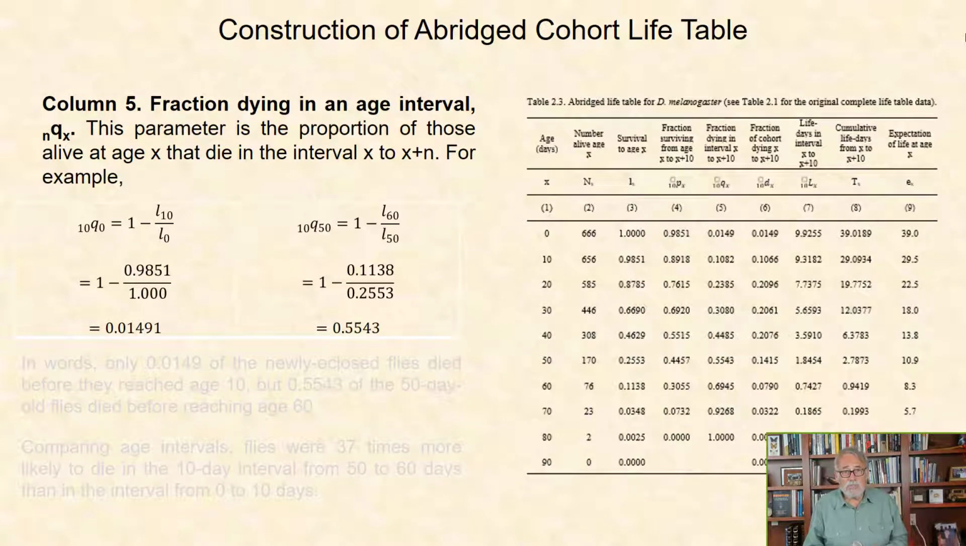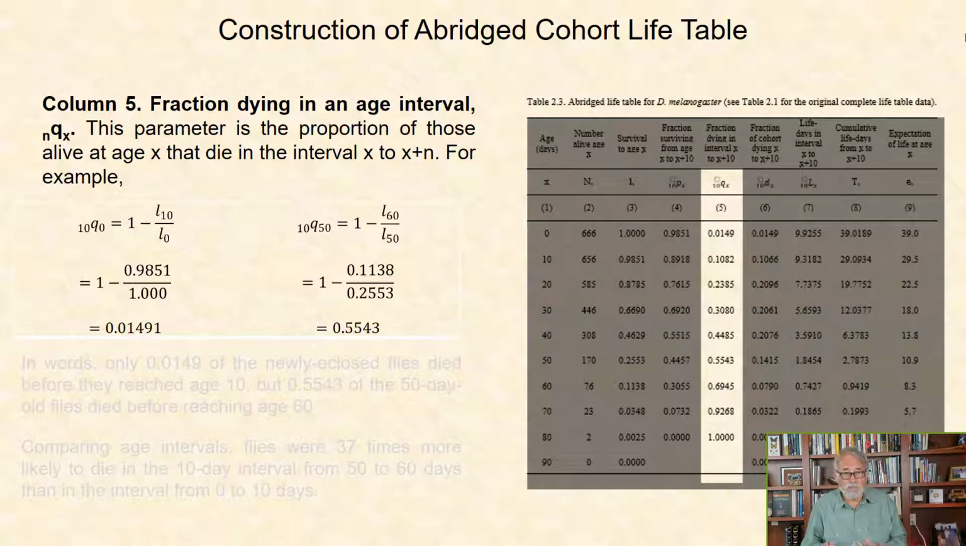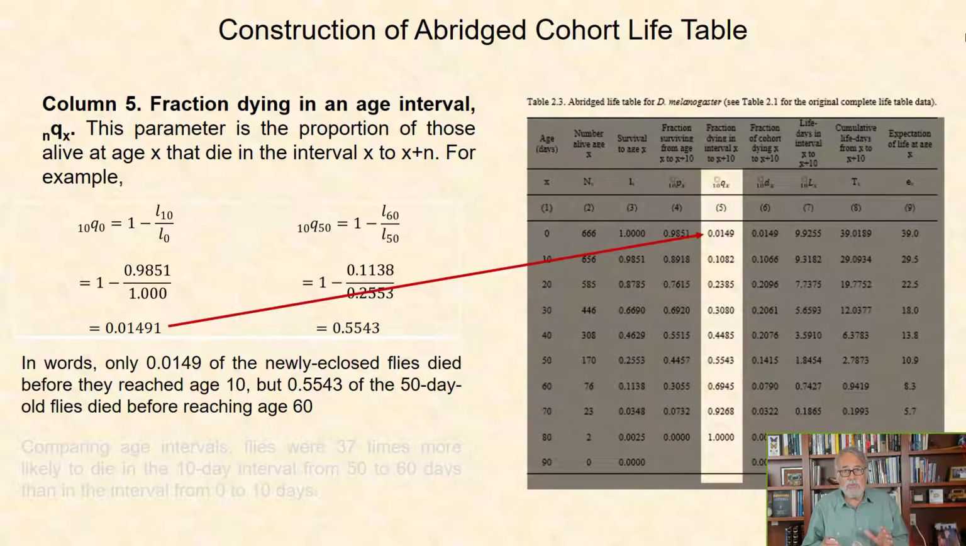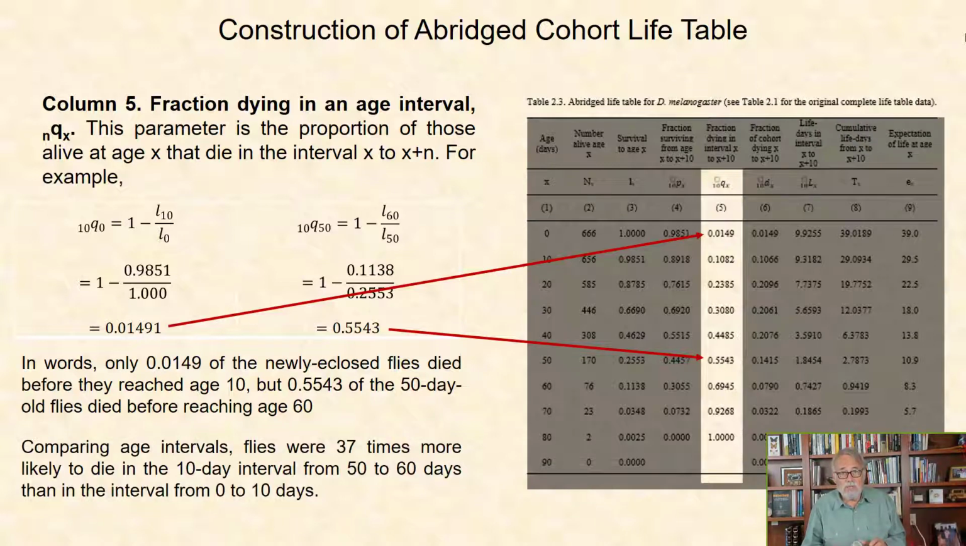Column 5 contains the fraction dying in the age interval, nqx. This parameter is the proportion of those alive at age x that die in the interval x to x plus n. Here are example computations for the abridged table qx. In words, only 0.0149 of the newly eclosed flies died before they reached age 10, but 0.5543, or over 50%, of the 50-day-old flies died before reaching age 60. Comparing 10-day age intervals, flies were 37 times more likely to die in the 10-day interval from 50 to 60 days than in the interval from 0 to 10 days.